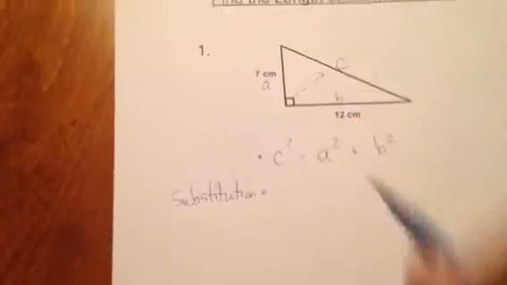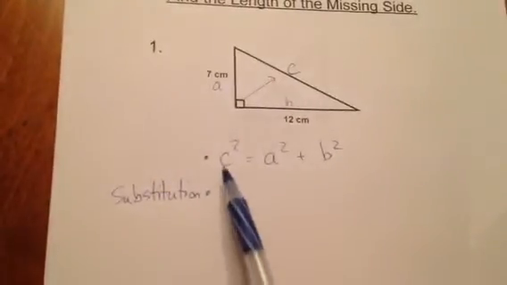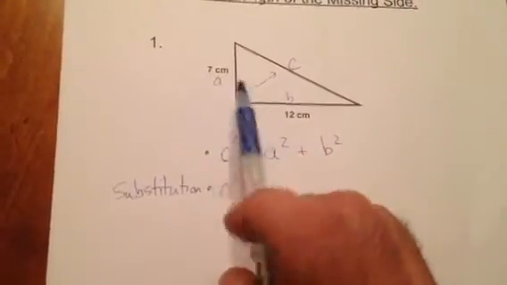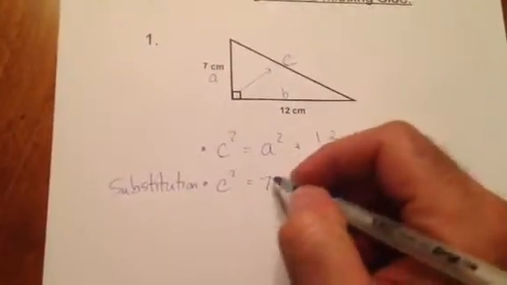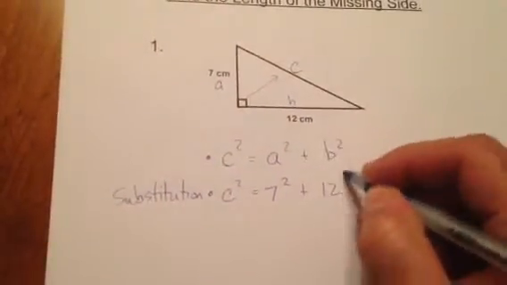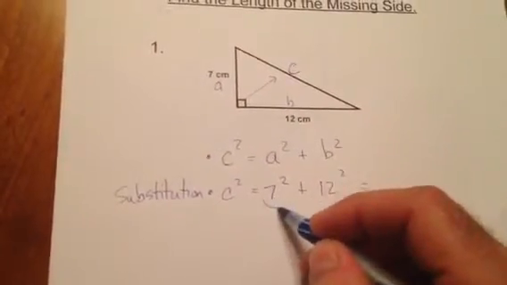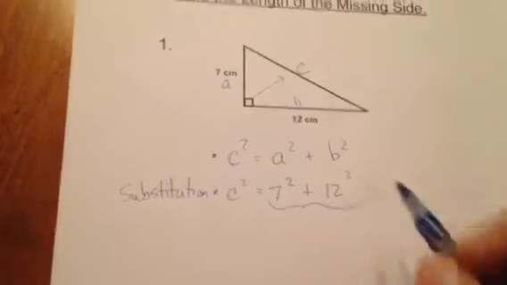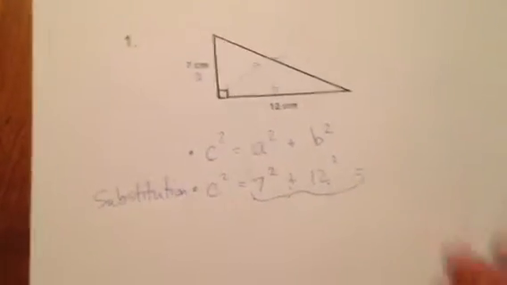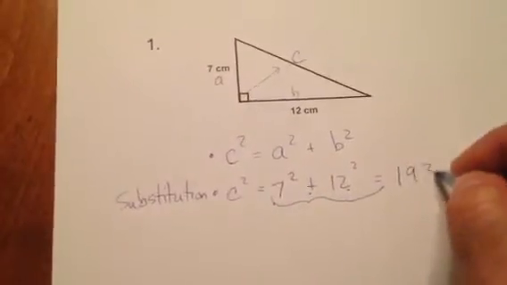Step 2, replace, which I call substitution. Replace what you know. Since I don't know C, I will just leave it C squared. But I know A is 7, so I substitute 7 squared, plus B is 12, 12 squared. Now I'm going to get this answer by typing this in my calculator. What is 7 squared plus 12 squared equal to? Well, it works out to 193.